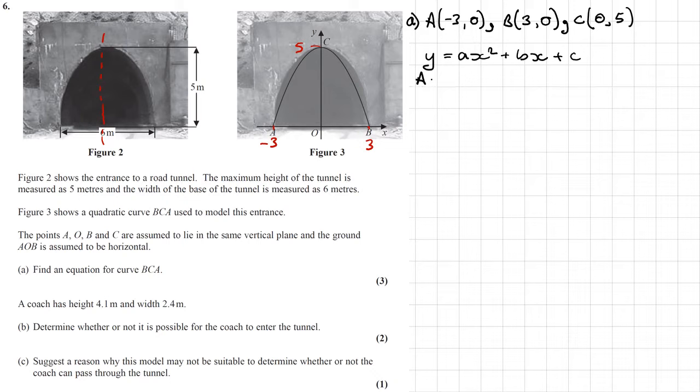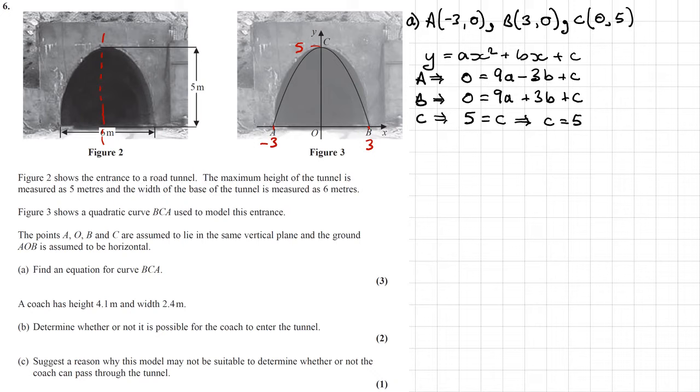So let's put in coordinate A, and that will give me 0 is equal to 9a minus 3b plus c. And put in coordinate B, and that will give me 0 is equal to 9a again plus 3b plus c. And if I put in coordinate C, that will give me 5 is equal to just c, because everything else with an x will become 0.